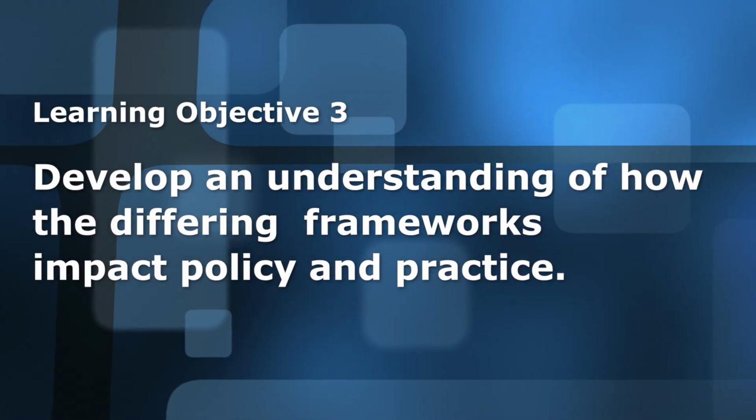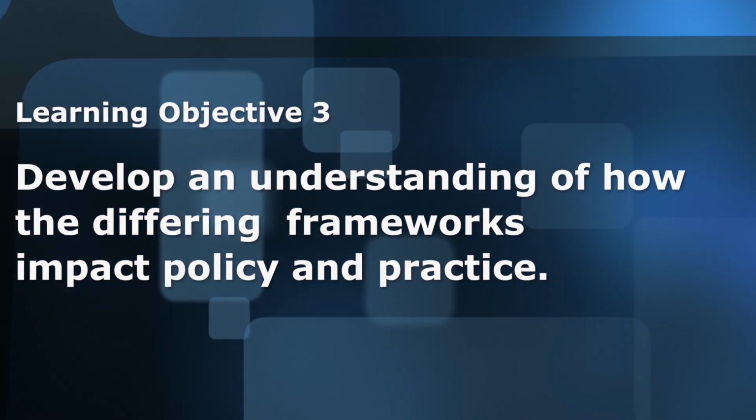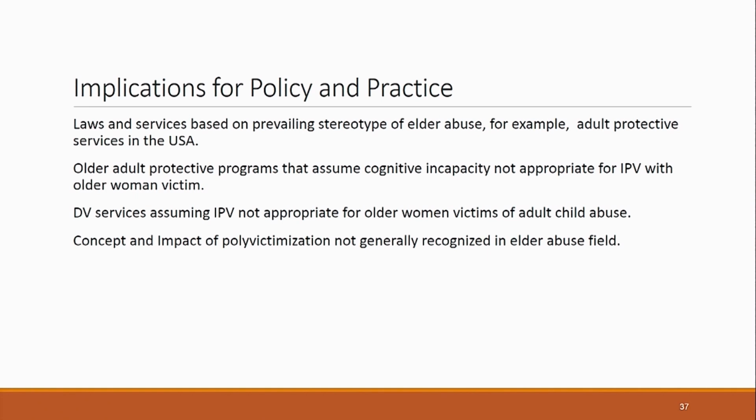Turning to Learning Objective 3, we will now develop an understanding of how the differing frameworks impact policy and practice. So what are the implications for policy and practice? Laws and services might be based on a prevailing stereotype of elder abuse. For example, adult protective services in the US, and I believe there's some APS programs in localities and provinces in Canada. Older adult protective programs that assume cognitive incapacity as a criteria for eligibility are not appropriate for intimate partner violence with older women victims.